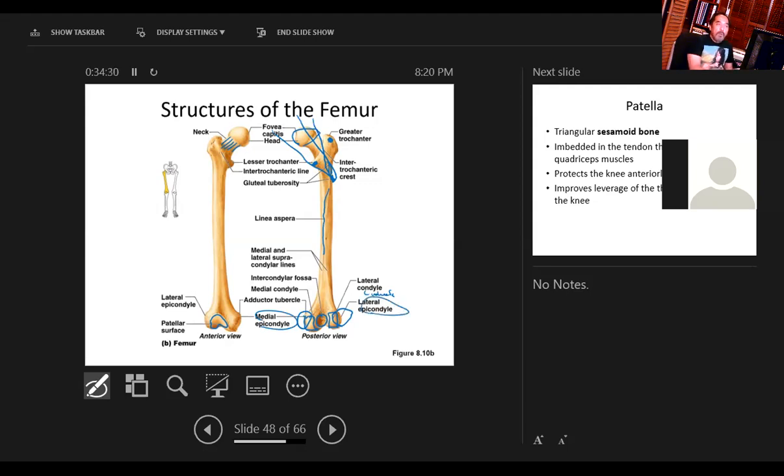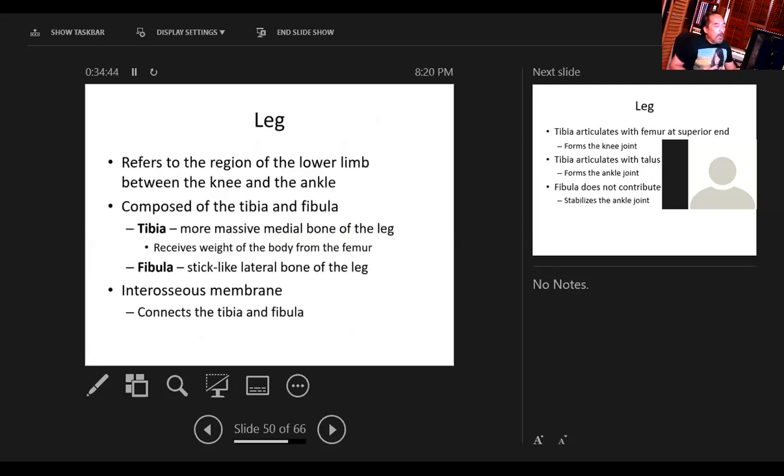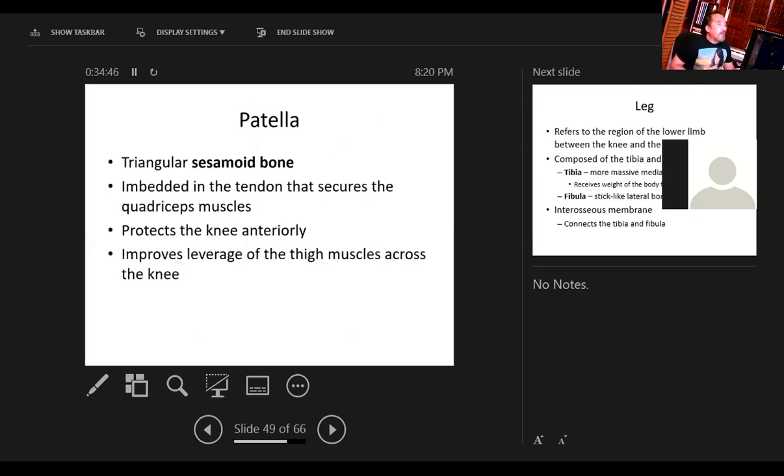Okay, so those are the things I see: anterior, posterior, superior, inferior. That's what I need to identify with the femur. So we're done with the femur. Now the patella is a small sesamoid bone, a small bone, and it is protected in the knee anteriorly. It's held by the tendons of the quads, so the quads are held by the tendon to the knee.